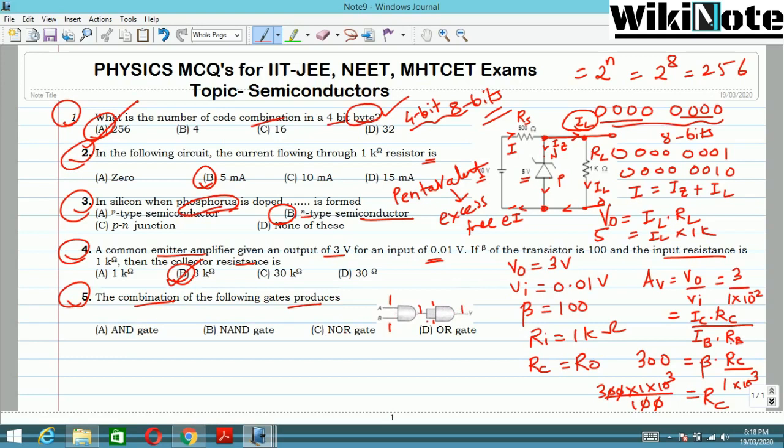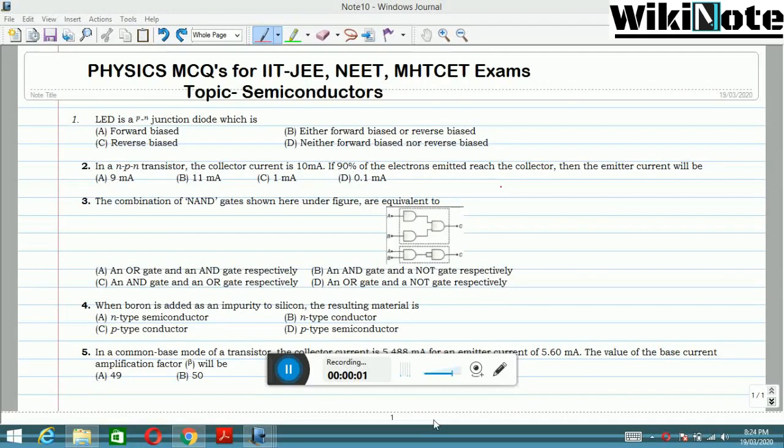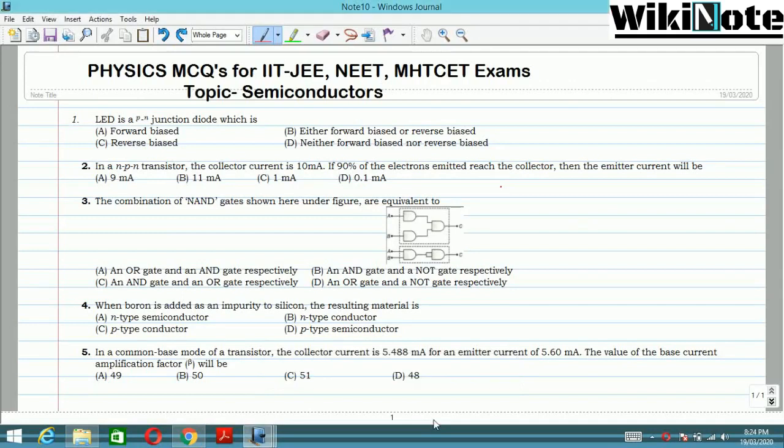You can simply take it as an AND gate, because 1 into 1 output is 1, 1 into 0 output is going to be 0, then again 0 0 output is again going to be 0. So yes, this is going to be the AND gate combination. Okay, so we'll go with the next 5 questions.